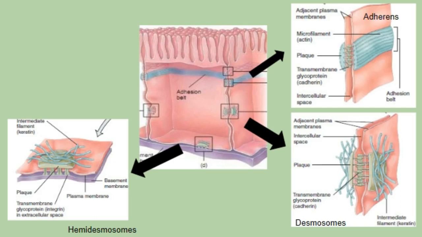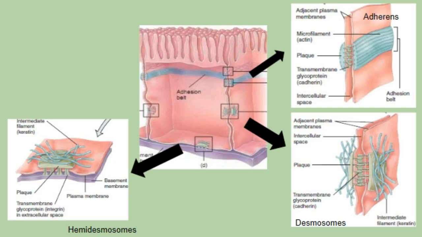So the big picture in the middle shows, again, the epithelial cell, and it shows how the junctions hold together adjoining cells. So to the left is the close-up of the hemidesmosome junction, and the purple there is the basal membrane, and you can see how the hemidesmosome uses integrins to connect the epithelial cell to the basal membrane.